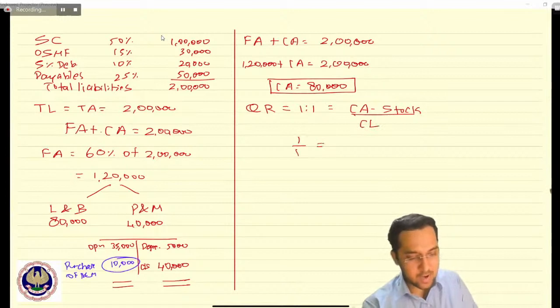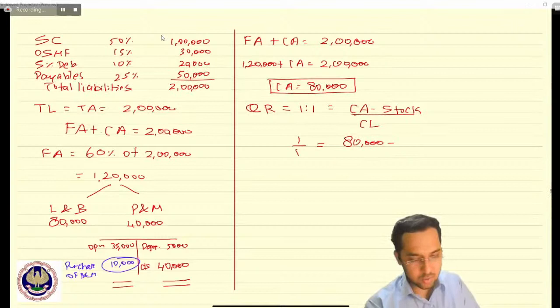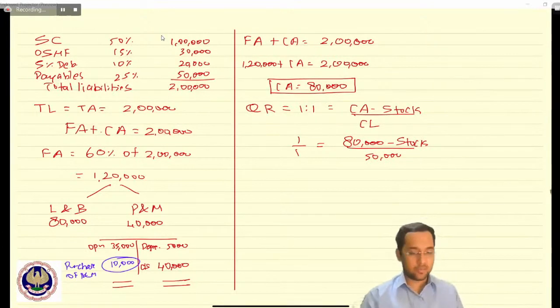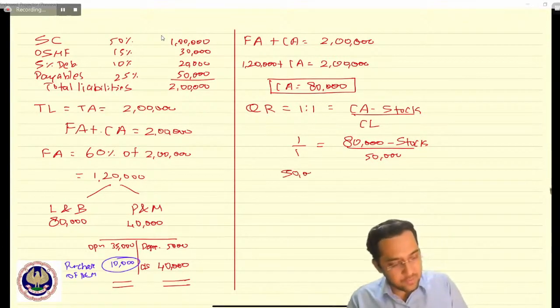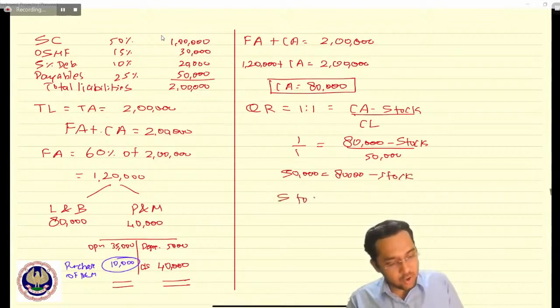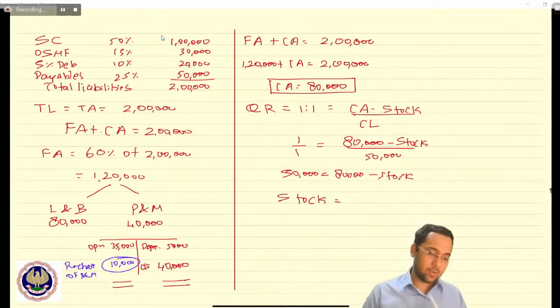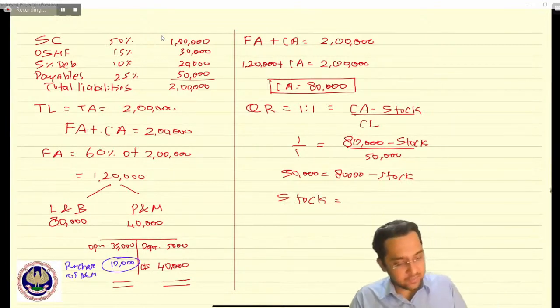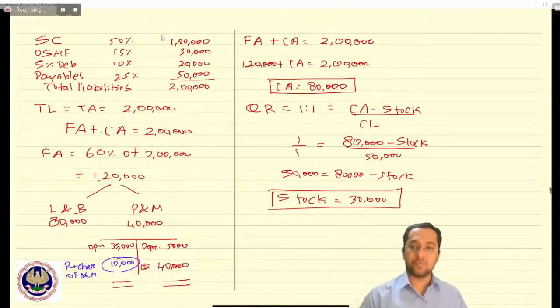So 1 upon 1 is current asset of 80,000 less stock. Don't know what is stock, sir. Current liability, we know, sir, it is 50,000. So we just form this equation and that becomes like 50,000 is equal to 80,000 minus stock. Basically, stock is equal to 80,000 minus 50,000. So stock we will have it as 30,000. Stock or inventory we have 30,000.